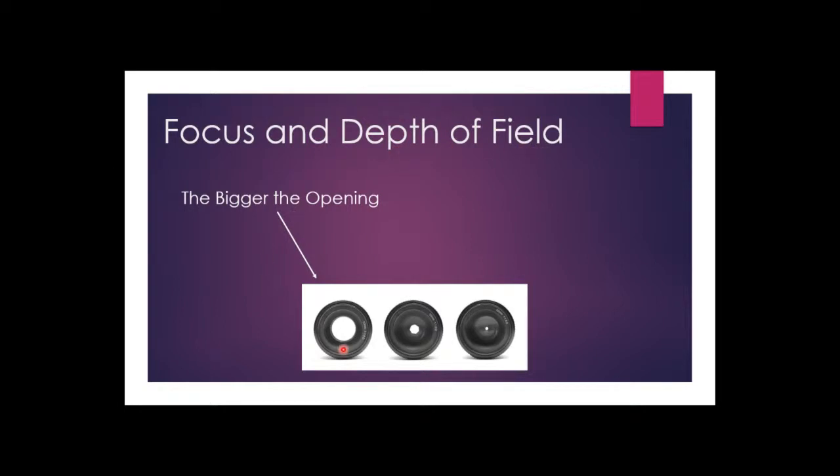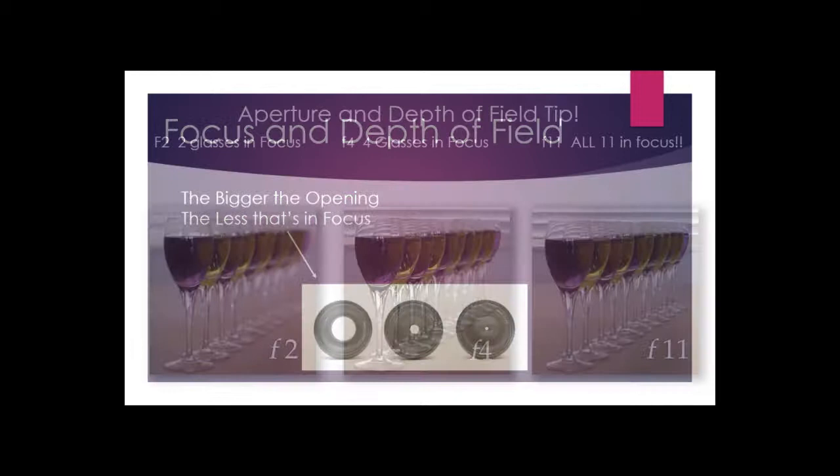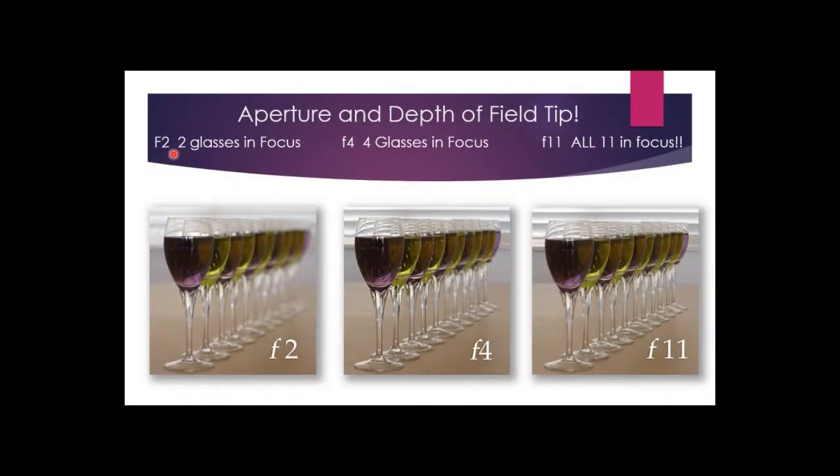In depth of field, what we learn is that the bigger the opening, the less that's in focus. So let me show you how we're going to illustrate that. When we use f2, which is a pretty big aperture opening, only 2 glasses are going to be in focus. But then if we use f4, you can see 1, 2, 3, 4 are in focus before it starts dropping off and getting blurry. But then if I use f11, which is a smaller aperture opening, you can see that all 11 are in focus.